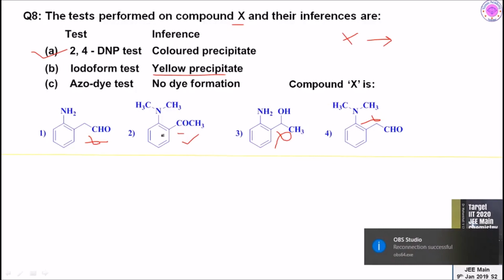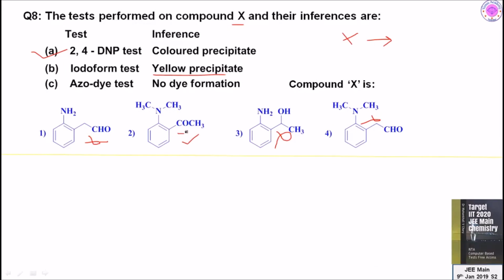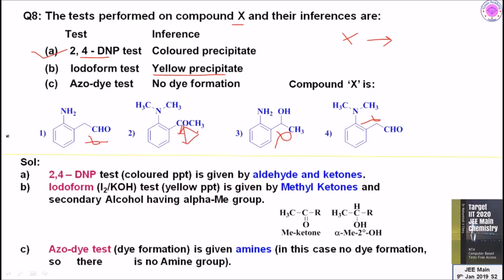So option 2 is going to be the correct option, friends. It has a methyl ketone, that is a carbonyl compound, 2,4-DNP test. Yes, so a methyl ketone gives the iodoform test, done with iodine and KOH. Whereas in the azo dye test, there is no dye formation.